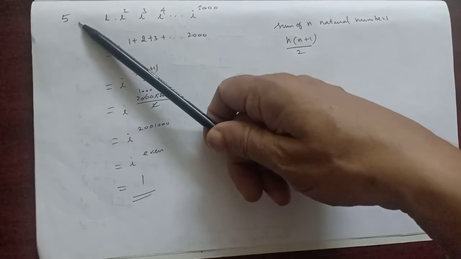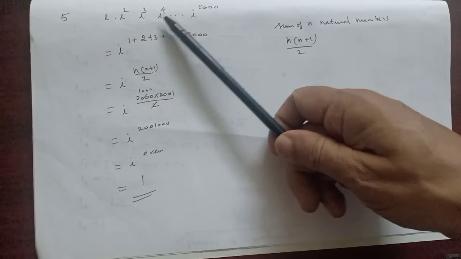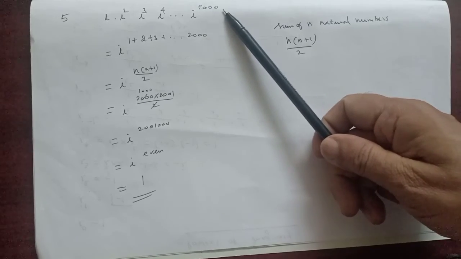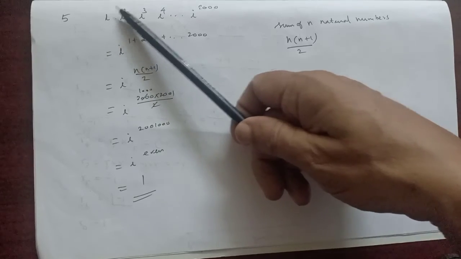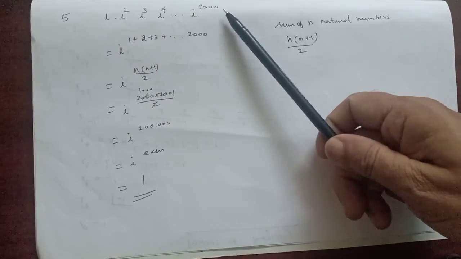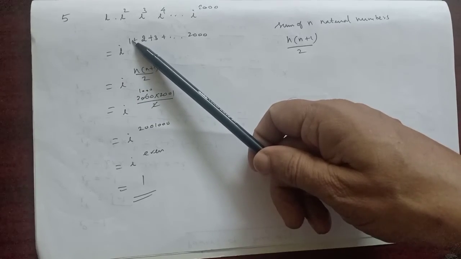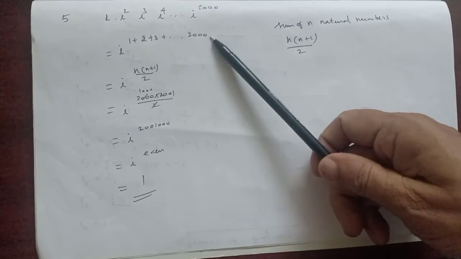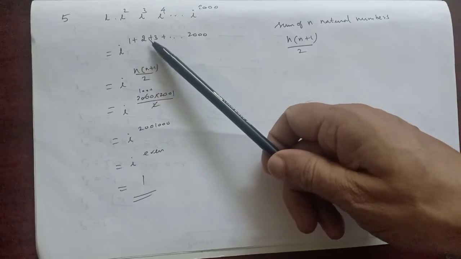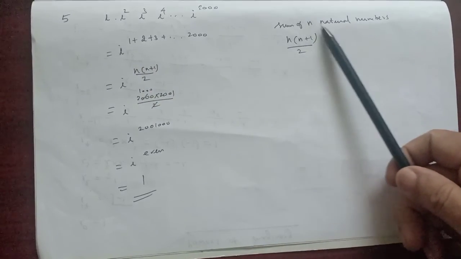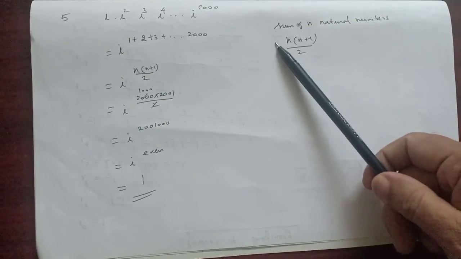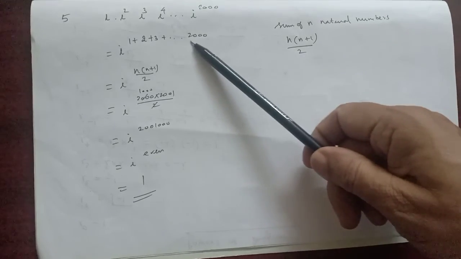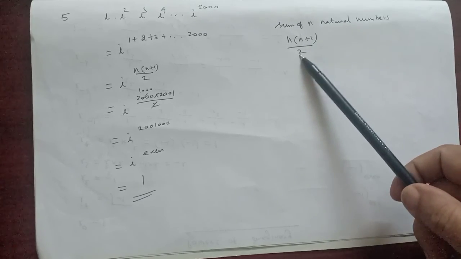Exercise 2.1, question number 5: i into i square into i cube into i power 4, up to i to the power 2000. Simplify. i to the power 1, 2, 3, 4 up to 2000 is i to the power of the sum 1 plus 2 plus 3 up to 2000. Sum of n natural numbers formula: n into (n plus 1) by 2. Here n is equal to 2000, 2000 plus 1 is 2001, by 2.